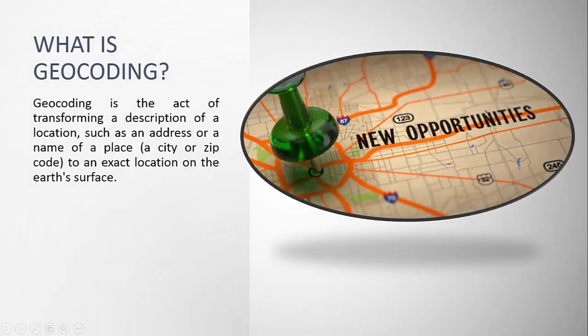So you might ask, what is geocoding? Well, geocoding is the act of transforming a description of a location, such as an address or a name of a place, maybe a city or a zip code, into an exact location on the Earth's surface, and therefore it makes it easier for us to map it.